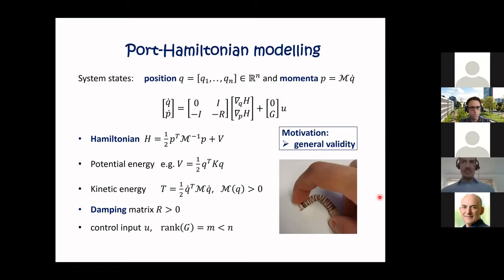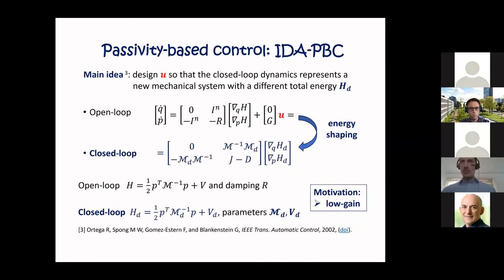So here we see in this equation, we have our states, position and momenta, so product of velocity and inertia. We have the control input, which acts on the state through this input matrix G, which in case of underactuation is rank deficient, so it's not invertible. So taking advantage of this formulation, we use one methodology, which is the interconnection and damping assignment passivity-based control. This was introduced, to my knowledge, by Romeo Ortega.